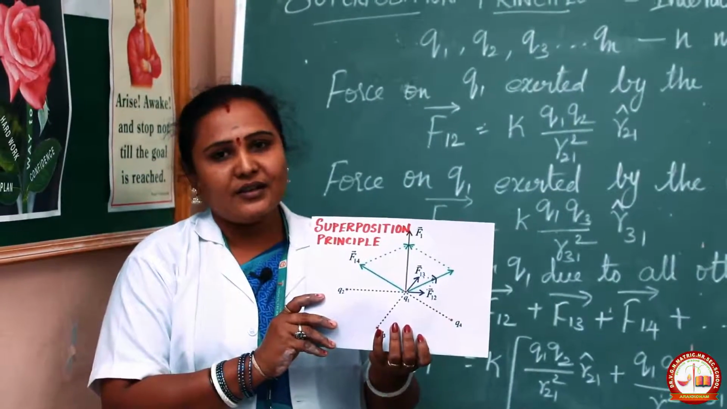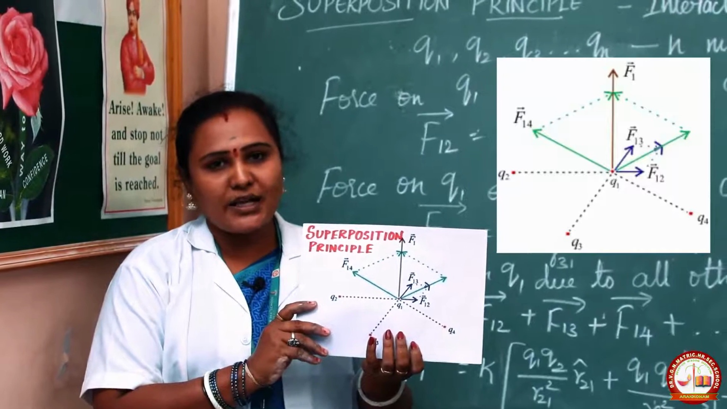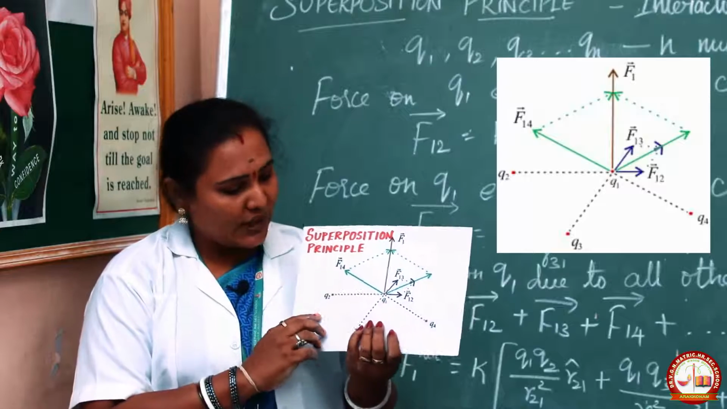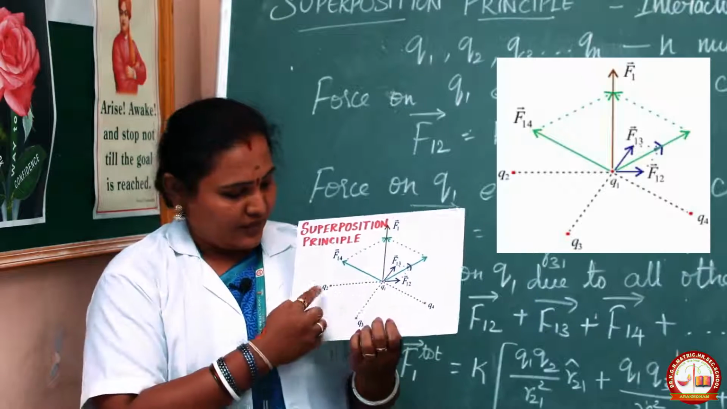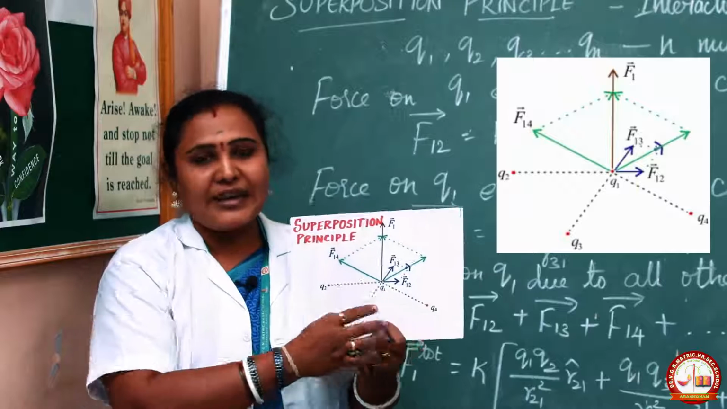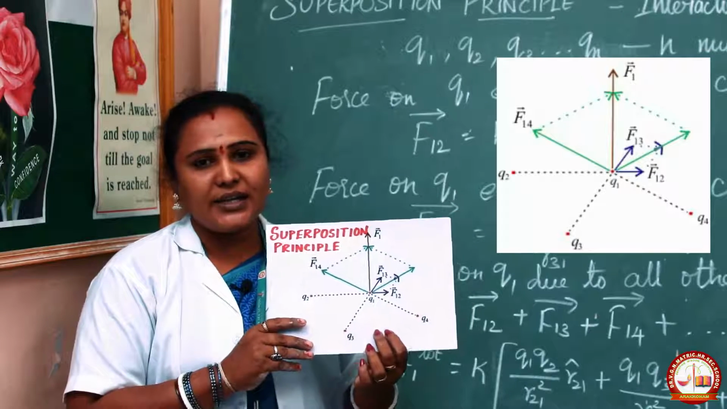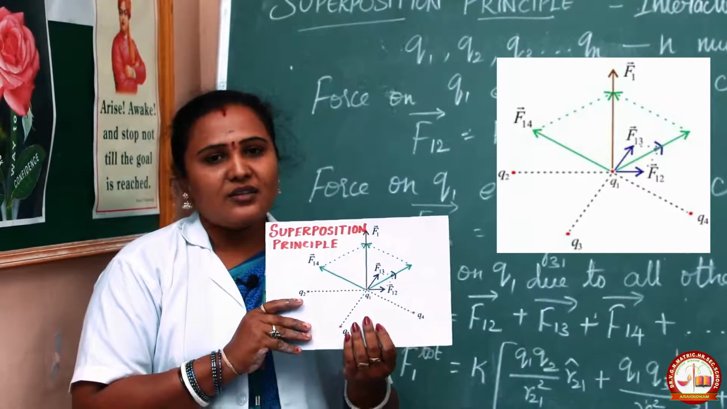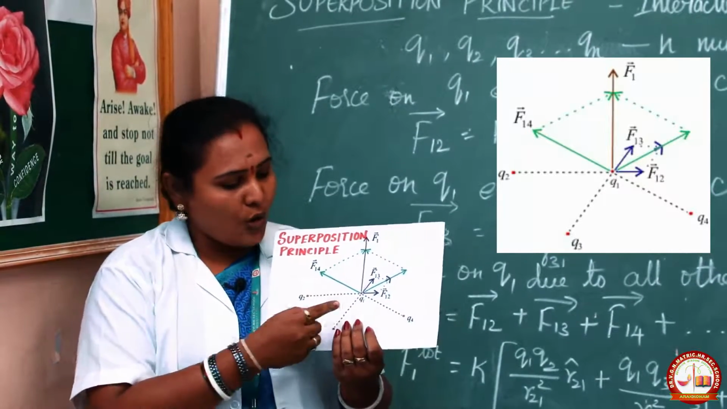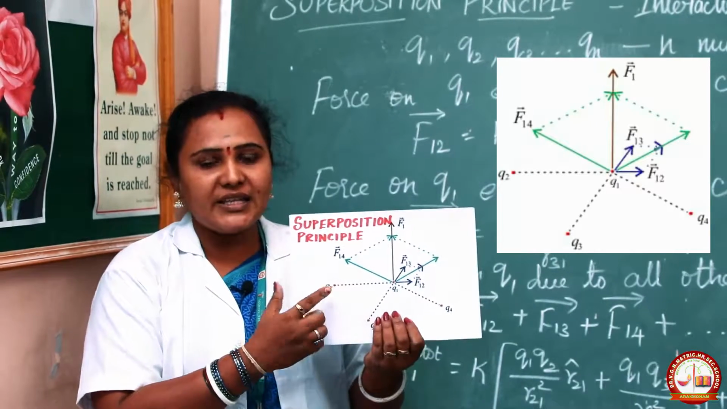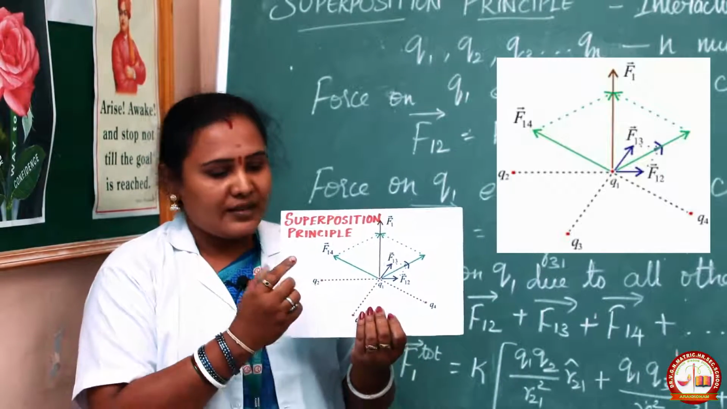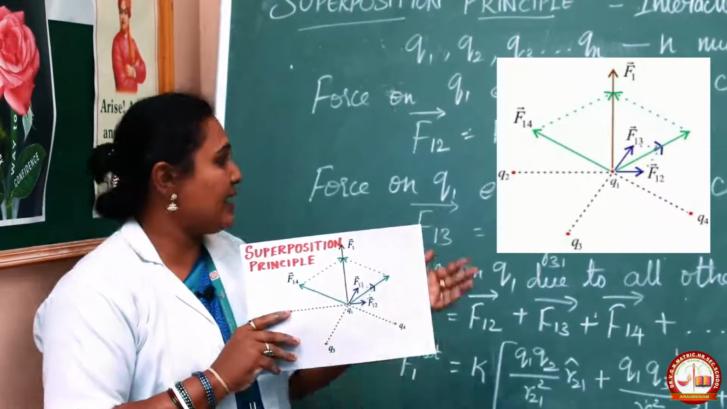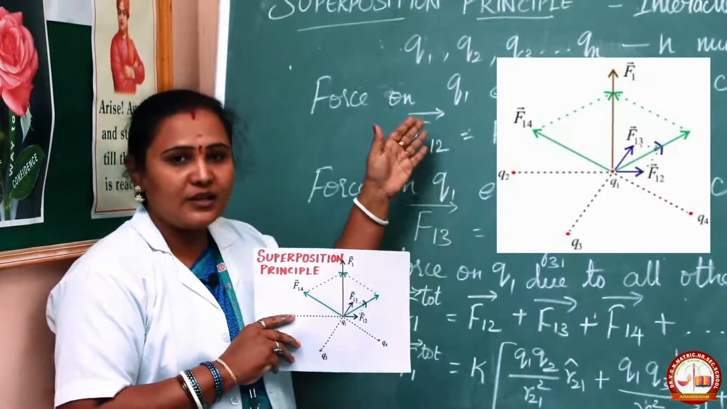We are considering a system with n number of charges, and the charges are denoted by Q1, Q2, Q3, Q4. Like this, we can consider n number of charges. And now we are going to see the force exerted on the charge Q1 by the charge Q2, and the same way by the charges Q3 and Q4, with the expressions using Coulomb's law.